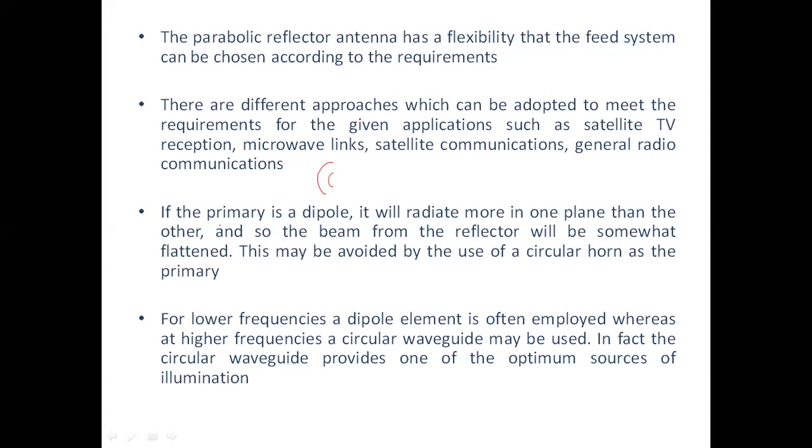So primary means the main one, which is acting as a reflector type, and the second one is called the secondary antenna. For example, if a dipole antenna is taken in the feed system, it will radiate in one plane more than the other. So the beam from the reflector will be somewhat flattened. These cases can be avoided by using a circular horn. For practical applications at lower frequencies, we use a dipole antenna, and for higher frequencies, we prefer circular waveguide type antennas.